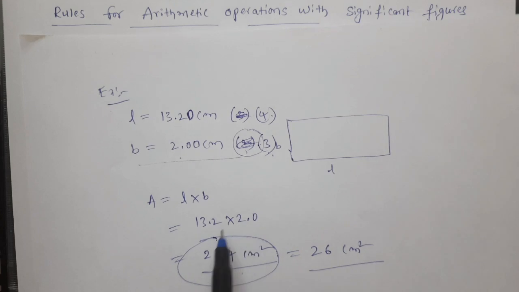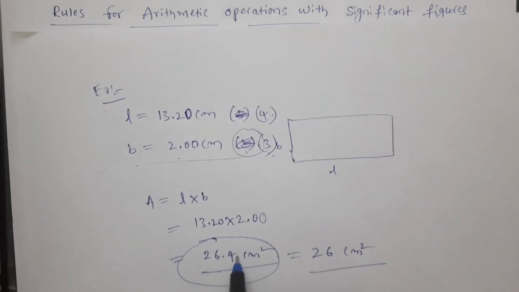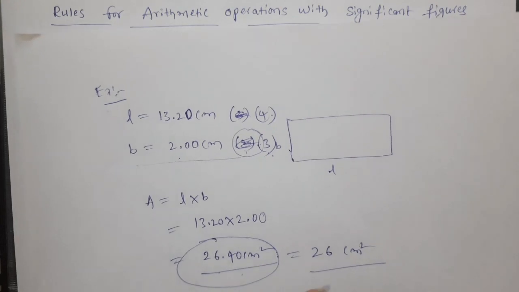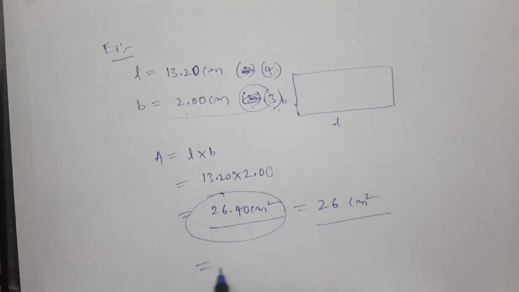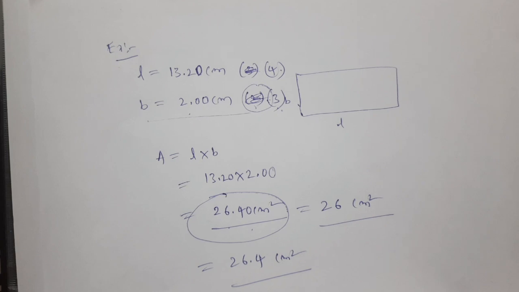So when you multiply like this, of course, you may get 0 finally here, but when you round off, the final answer should be given only as 26.4 centimeters square. Hope you understand this one.